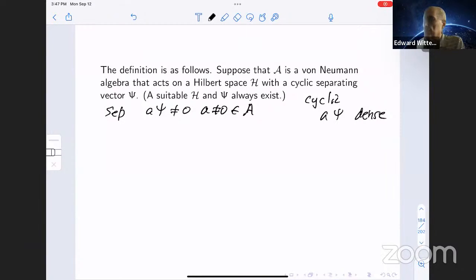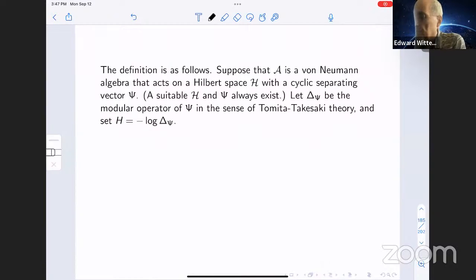So you can always assume that A acts on a Hilbert space H with a cyclic separating vector. Then there's something called Tomita-Takesaki theory that, to an algebra with a cyclic separating vector, associates what's called the modular operator of the algebra for that vector psi. And then let H be minus log delta psi.